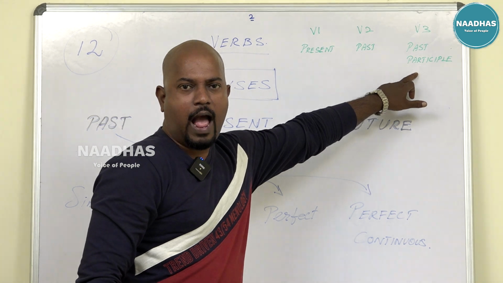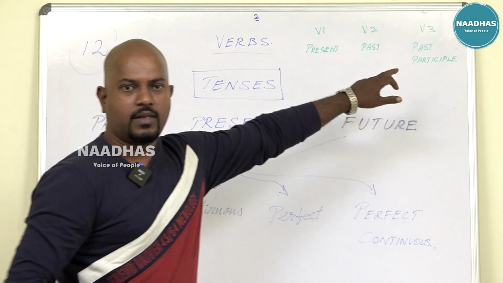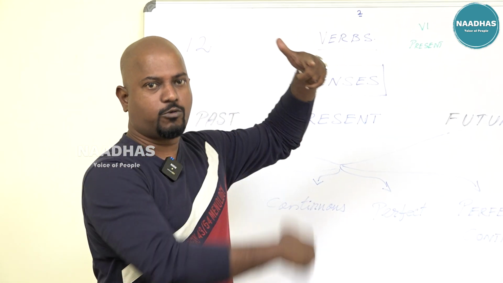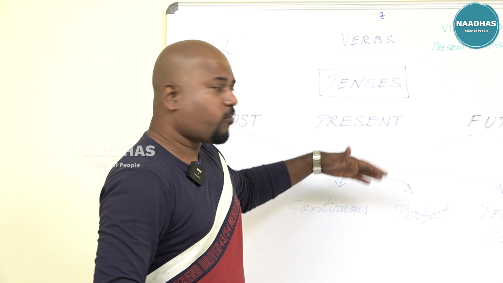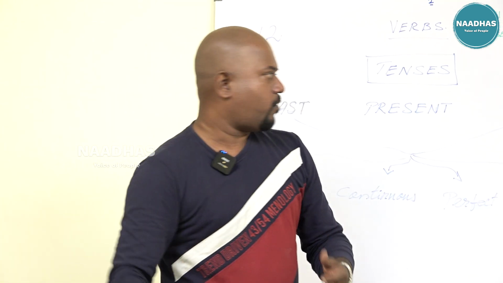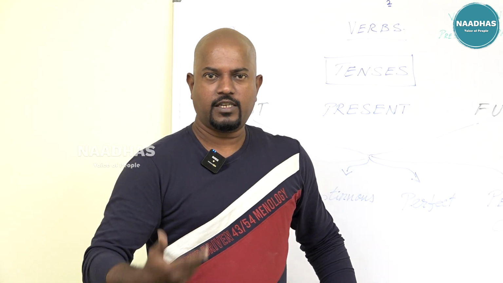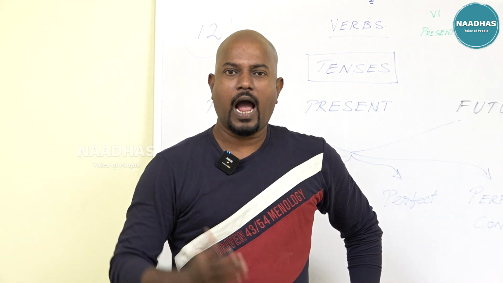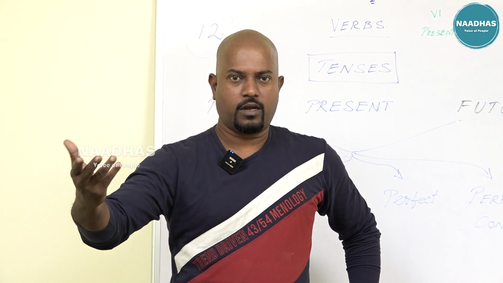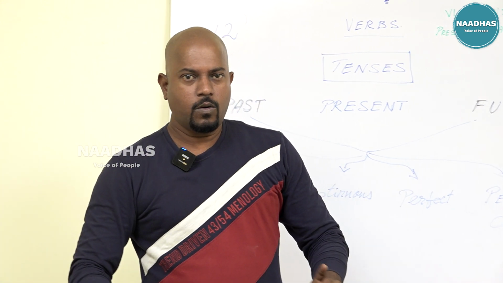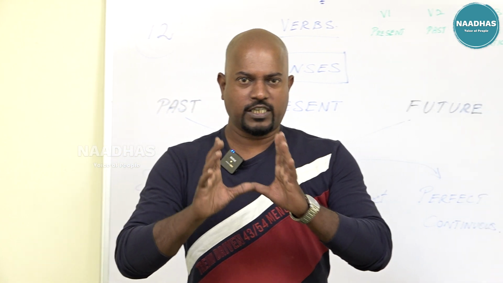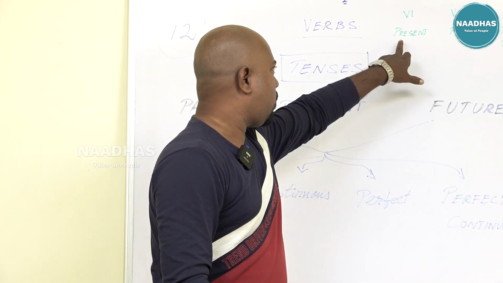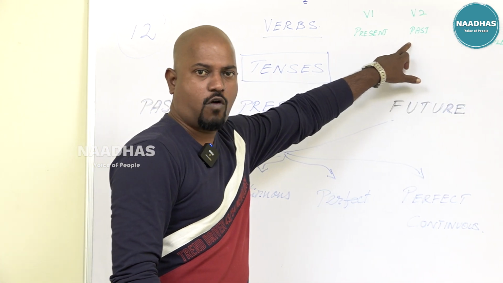For example, I do. It's simple. I will give more examples. I will explain with all the 12 tenses, but right now I'm just giving a brief example, all right? I do, simple present tense. I did, simple past tense. I will do, future, all right? So when you focus clearly, do, did, and will do are in the present and the past form.